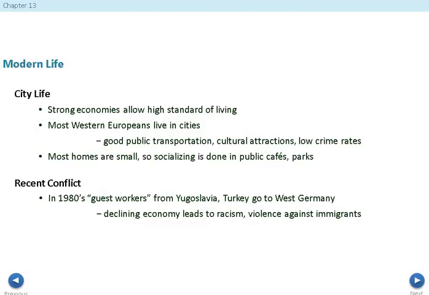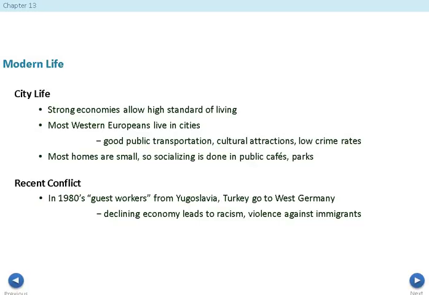You're also going to see the city life of modern day life. Strong economies have started to develop in recent times, and they allow a very high standard of living. Most Western European countries have people living in cities. Why is this important? Because good public transportation and cultural attractions are going to be very important. Very interesting in Europe is that they have a low crime rate. Usually when you see bigger cities, you're going to see a higher crime rate, and that's not necessarily the case. Most homes are small, and socializing is done in public cafes and parks. If you look at where people live, the houses are very small, and they're actually stacked on top of each other. Very common in this area.